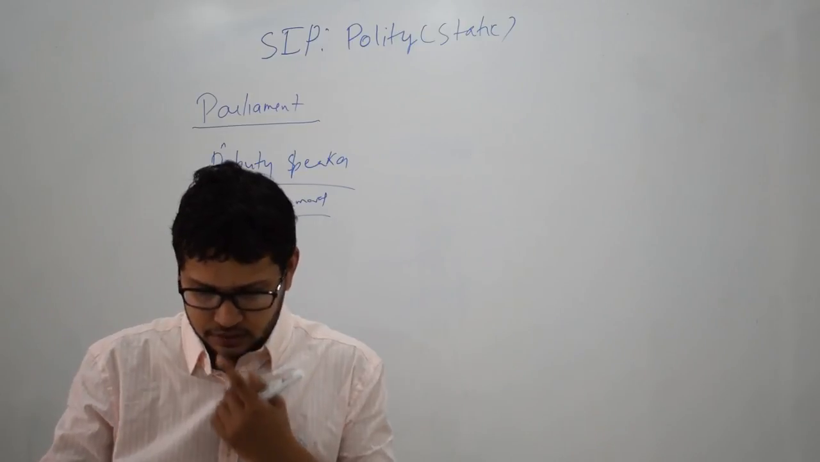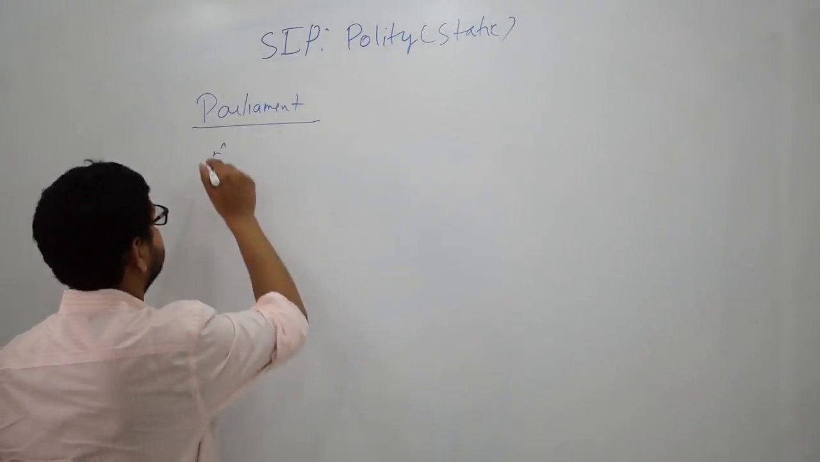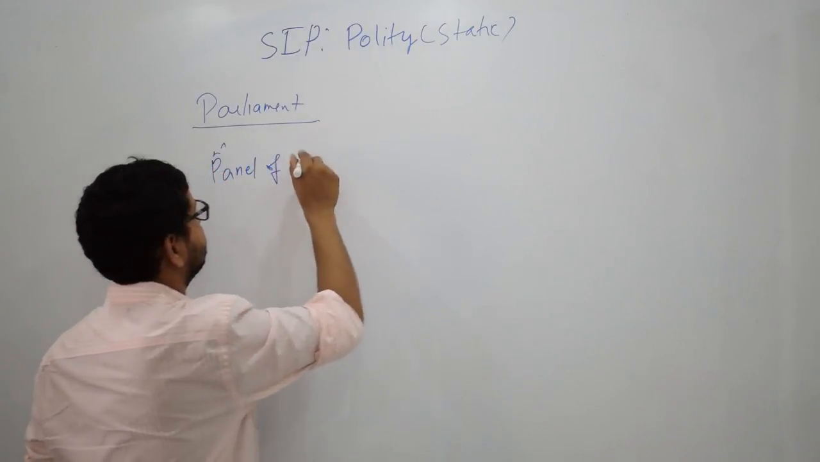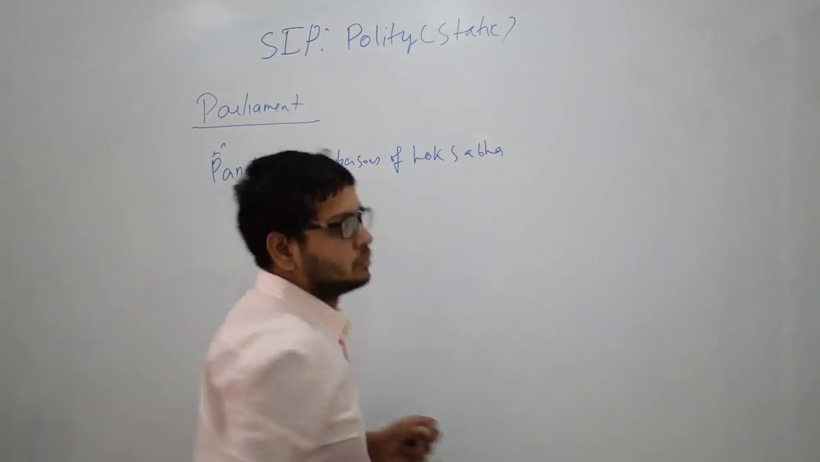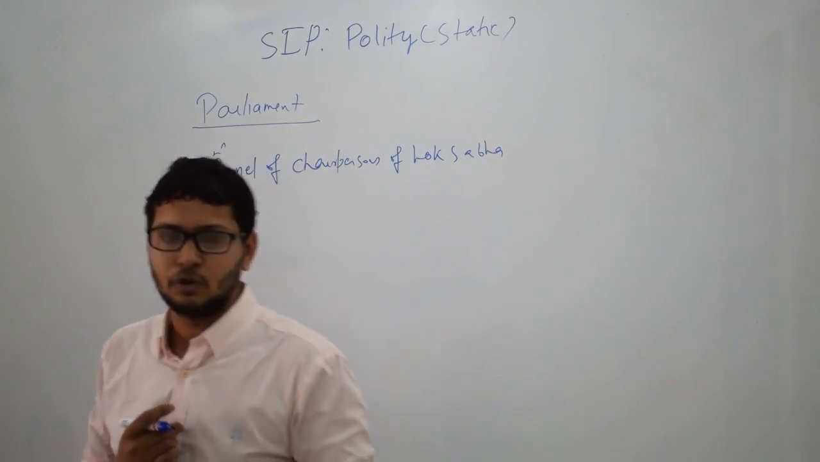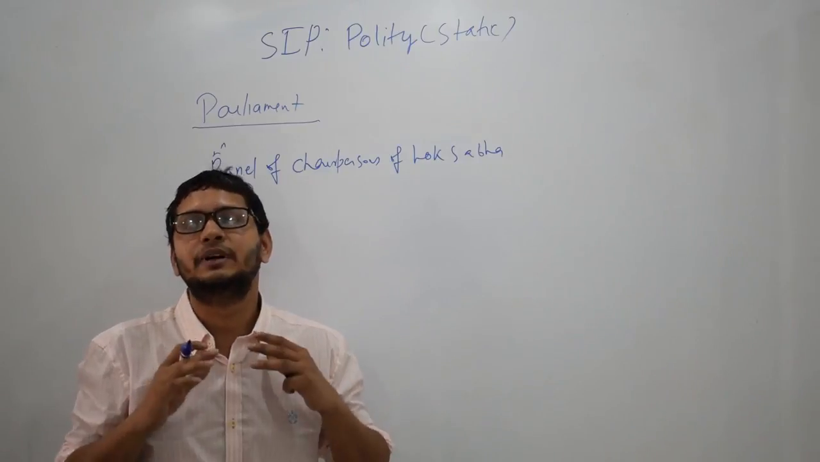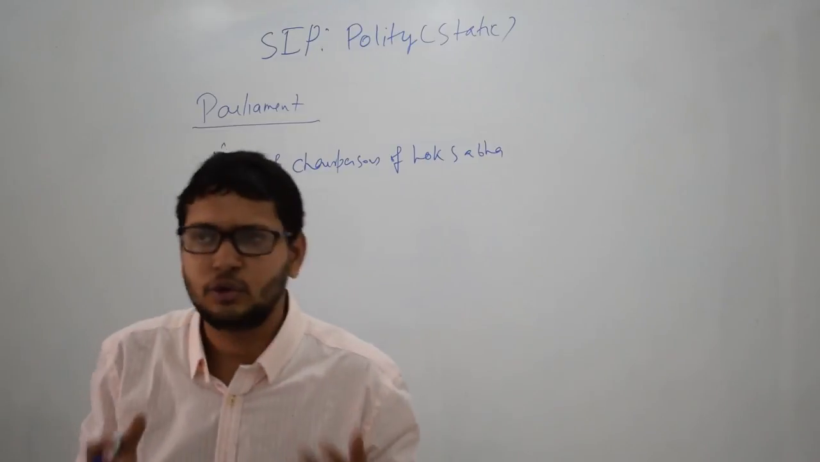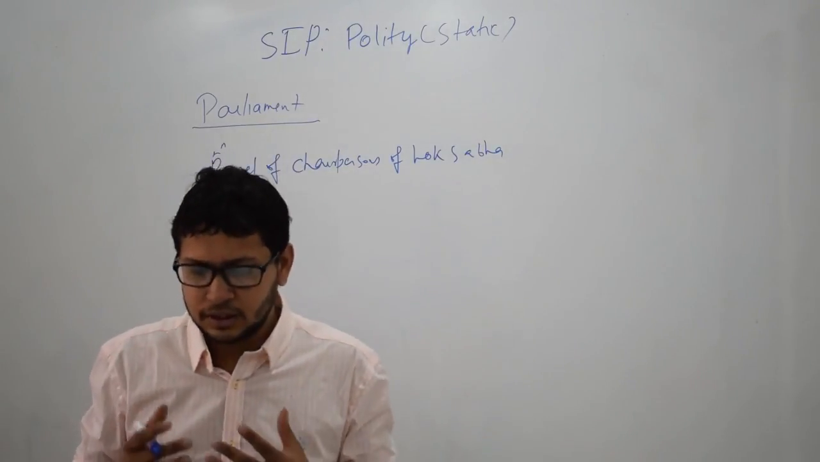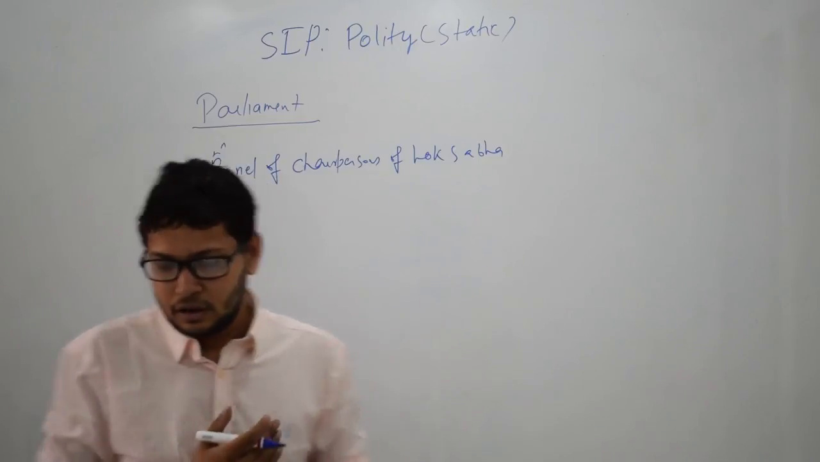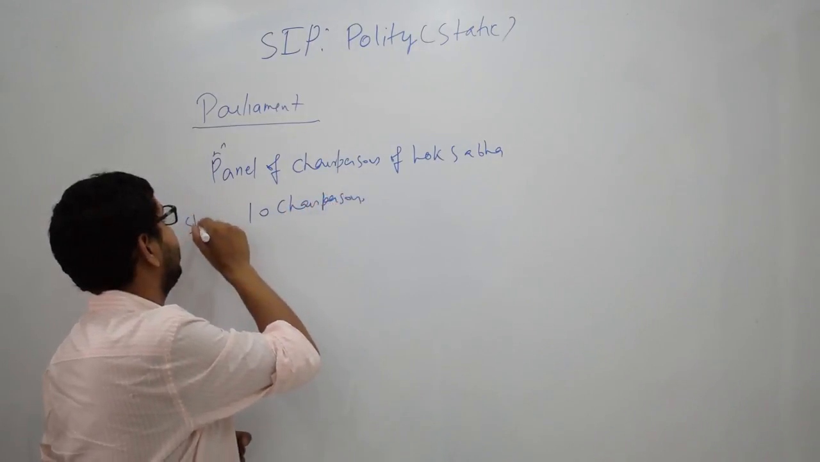Next we will deal with the panel of chairpersons of Lok Sabha. So, the panel of chairpersons of Lok Sabha is that some people are appointed to preside over the House when the Speaker and Deputy Speaker both are not available. There could be scenarios when both Speaker and Deputy Speaker could not be available. In that case, the Speaker nominates among its members a panel of around 10 chairpersons. So they are not elected, they are nominated by the Speaker.